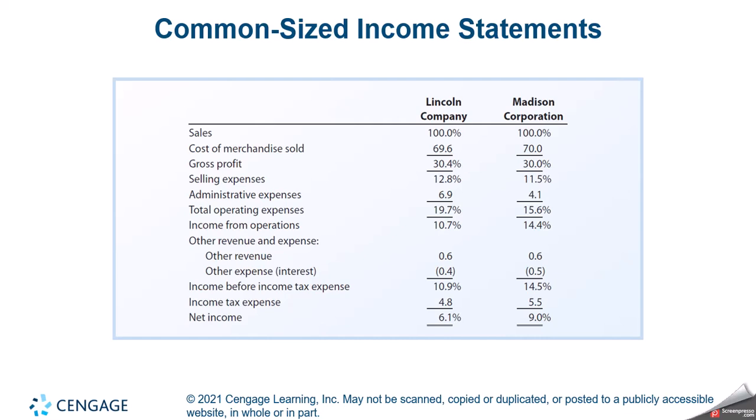The common size income statement is just only showing you the percentages. So the math is still the same. We just aren't looking at dollars and cents. We're just replacing those dollars and cents only with the percent. So then we can compare two companies that would maybe not be comparable in dollar amounts.